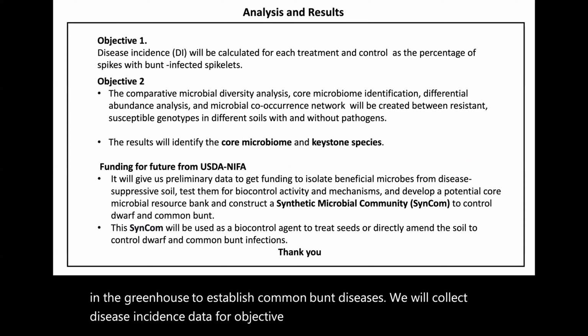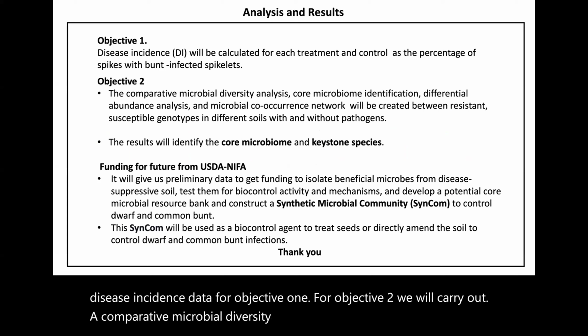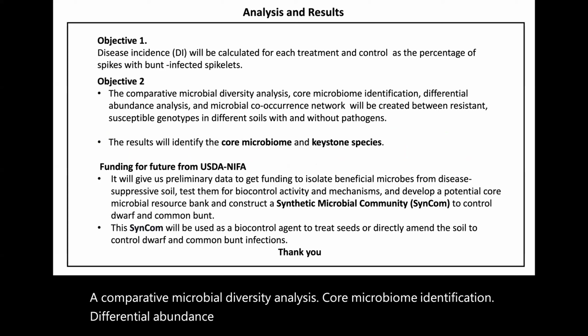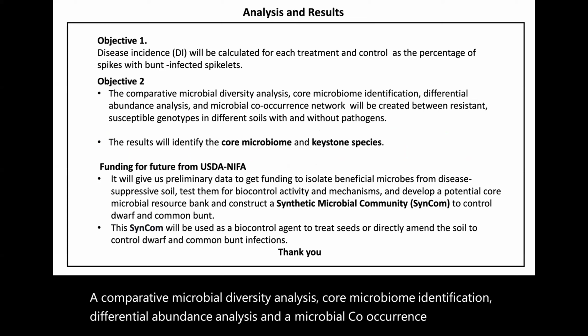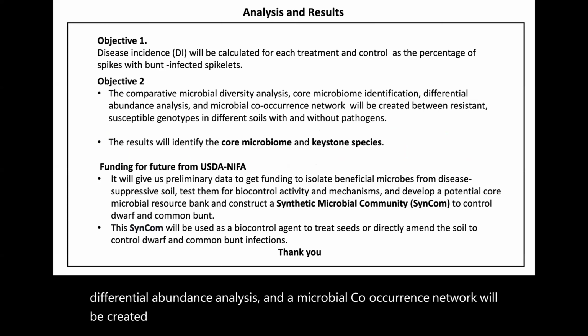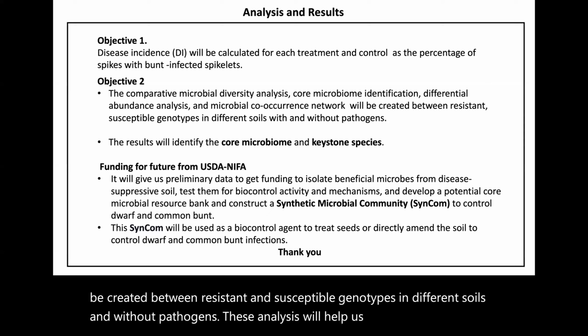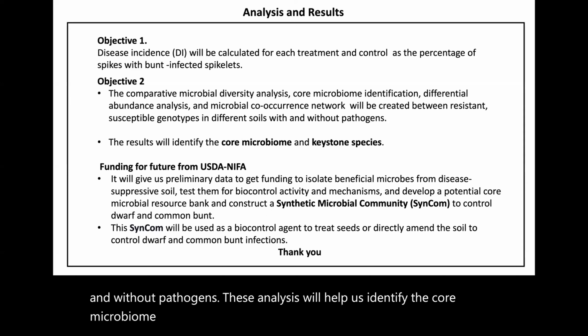For objective 2, we will carry out a comparative microbial diversity analysis, core microbiome identification, differential abundance analysis, and a microbial co-occurrence network will be created between resistant and susceptible genotypes in different soils with and without pathogens. These analyses will help us identify the core microbiome and keystone species.